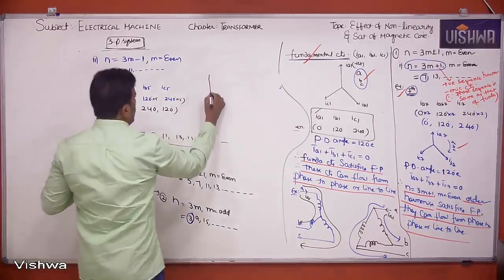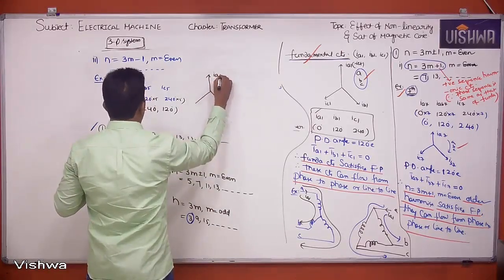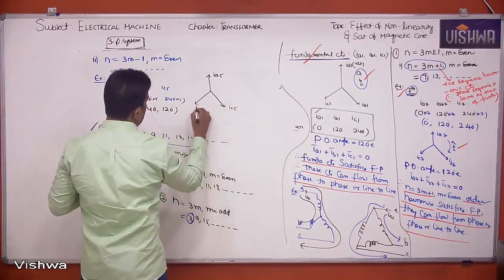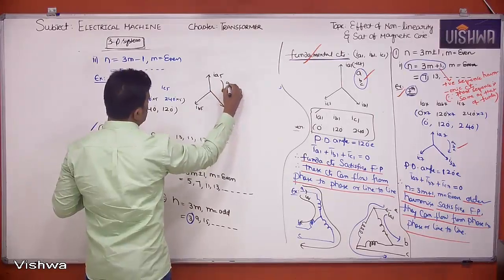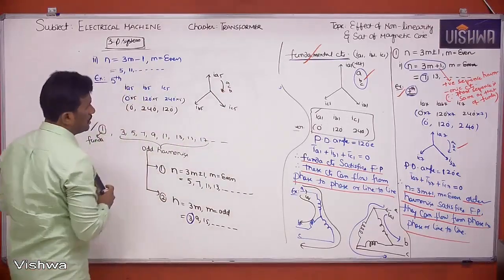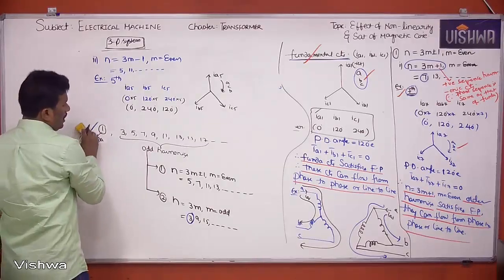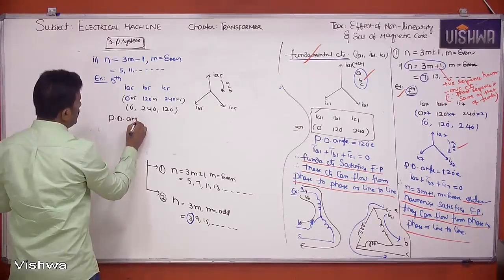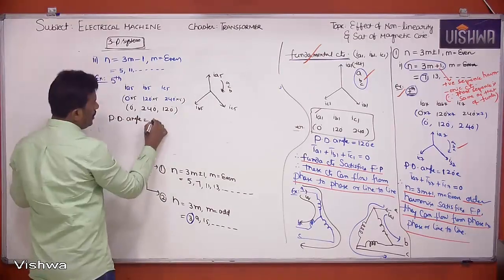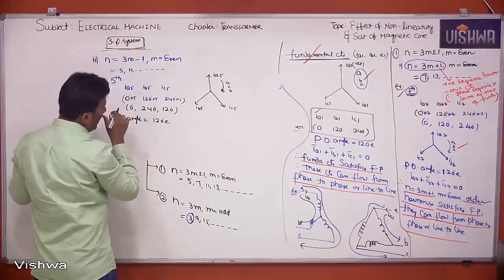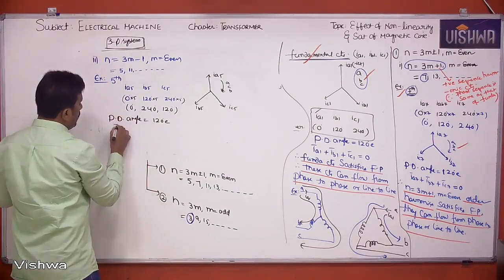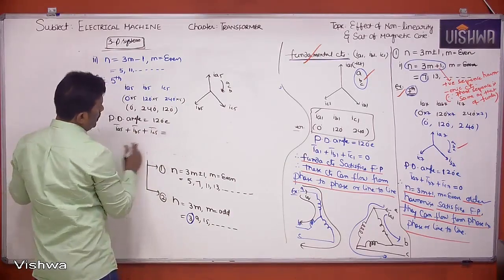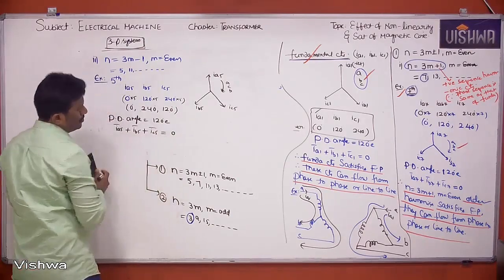That means if I take IA5 here, after 120 degrees IC5 is coming, and next IB5 is coming. What is the phase sequence here? ACB is the phase sequence. Now tell me, what is the phase displacement angle between these three currents? 120 degrees only. Next, what is the vector sum of IA5, IB5 and IC5? They are displaced by 120 degrees, so the vector sum becomes 0.